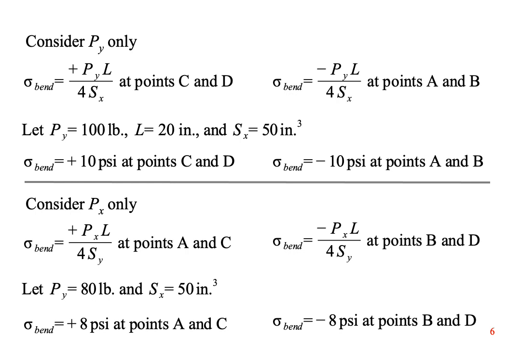Now consider the horizontal load. Bending stress is positive, or tensile, along the left face of the beam, and it's negative, or compressive, along the right face of the beam. If we plug in some numbers for P, L, and S, we can calculate stresses at the 4 points due to the horizontal load.